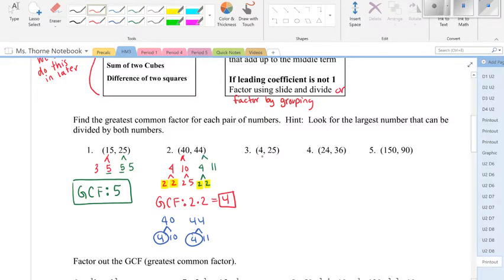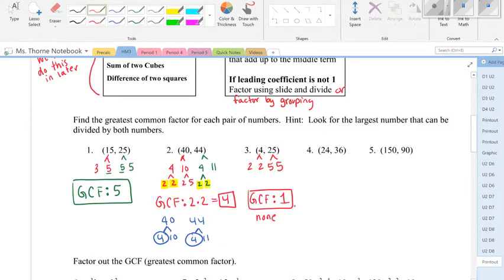So looking at the next one, number 3, 4 breaks down into 2 times 2, and then 25 breaks down into 5 times 5. So notice there are no common factors here, so that means that really we would just say our greatest common factor is 1, because really there's none. So nothing actually comes out of this.